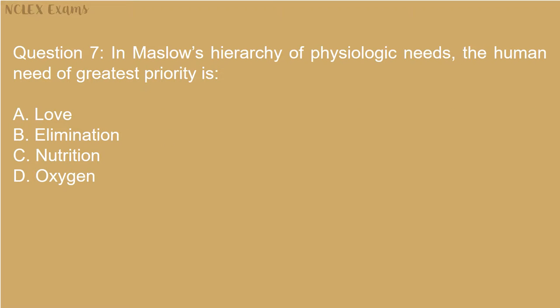Question 7. In Maslow's hierarchy of physiologic needs, the human need of greatest priority is: A. Love. B. Elimination. C. Nutrition. D. Oxygen.